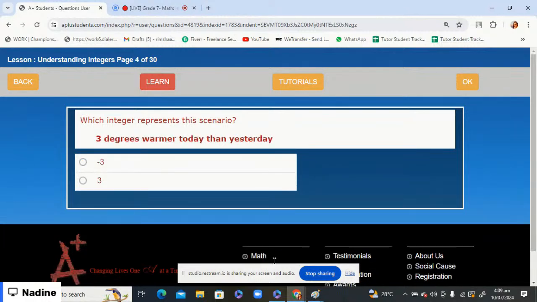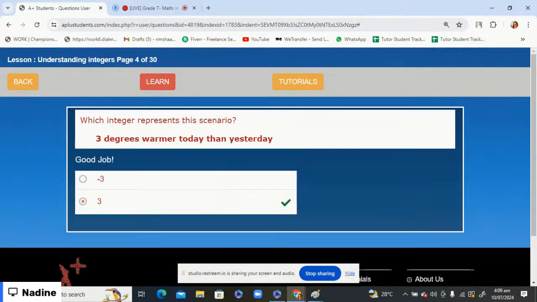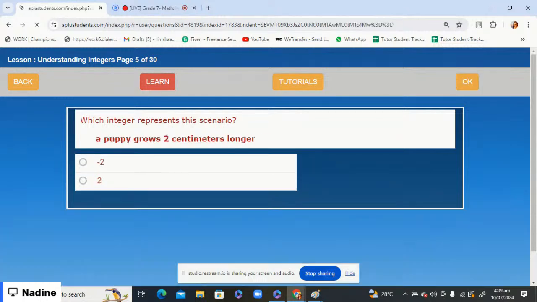now which integers represent the scenario 3-degree warmer today than yesterday? It means that something is hotter as compared to yesterday. Today's temperature is basically warmer than yesterday. It means that the temperature increases. Got it? Something increases because the temperature increases. So it means that something increases, then you are going to put the negative sign with it. Or sorry, positive sign with it.